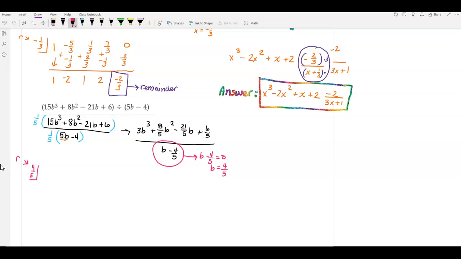We're going to write down all of our leading coefficients. In this case, the first one was 3. Our second coefficient was 8/5. Our third coefficient is negative 21/5. And then our constant is 6/5.